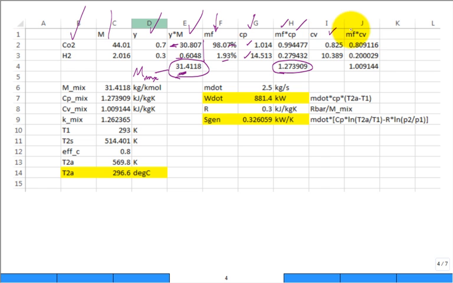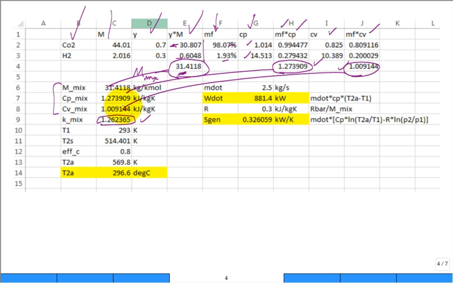Do the same thing for the C sub V's. C sub V of the mixture. If I want, I calculate that ratio of these two entities. That gives me the K of the mixture. Here I'm just repeating. Here, this one's copied down, and copied down. So we come in with the inlet temperature to go from T1 to T2S. That's just going to be T1 times P2 over P1.